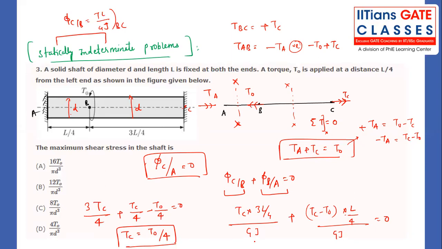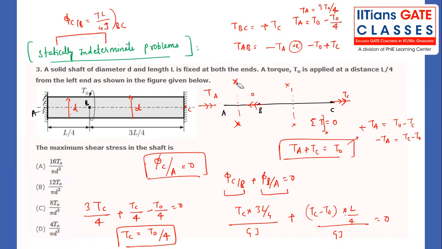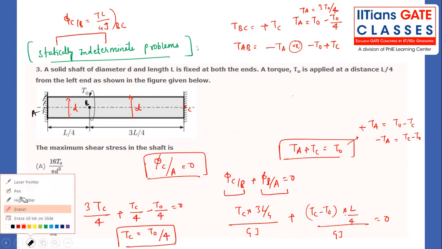They are asking what is the maximum shear stress in the shaft. So we have to check it for AB, check it for BC, and club together and tell the answer. Now TC is known, so TA we can write as T naught minus T naught by 4. So TA will be 3 T naught by 4. Once we get each and every data, it's a matter of putting in the values and getting the answers. So if I remove this diagram for our calculation purpose, we have each and every answer. Now we just have to substitute.